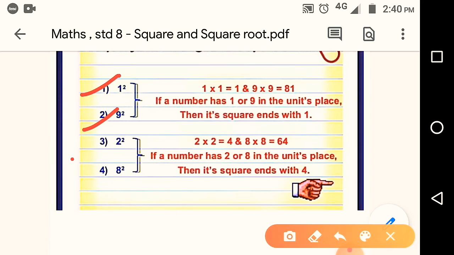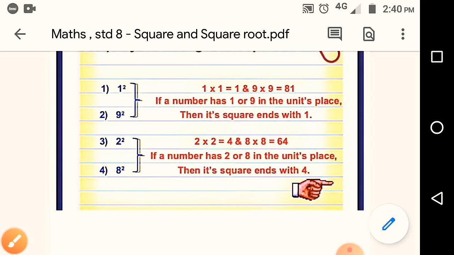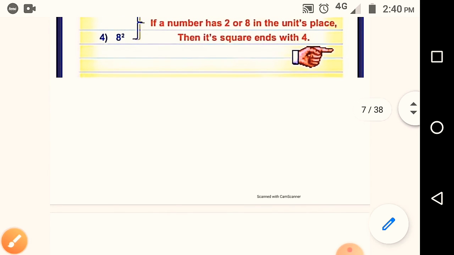Now the third point is 2 square. 2 square is 4, 8 square is 64. So here the answer is 4 and here the answer is 64. Both have last digit 4. Both end with 4. So again this is a perfect square. So if the last digit is 4, then also the number can be a perfect square. Now moving ahead with the next.